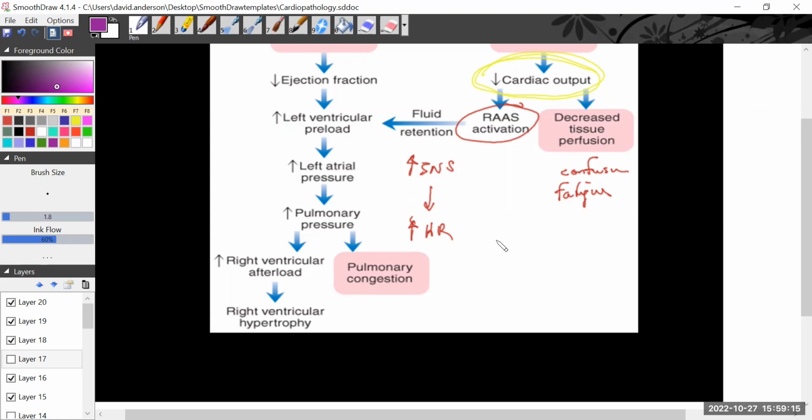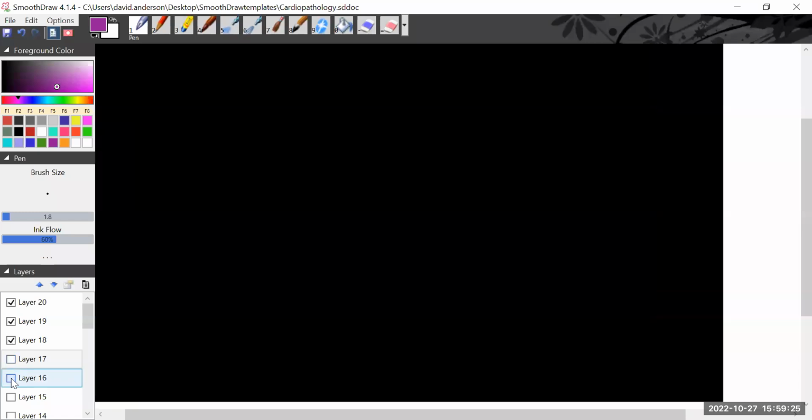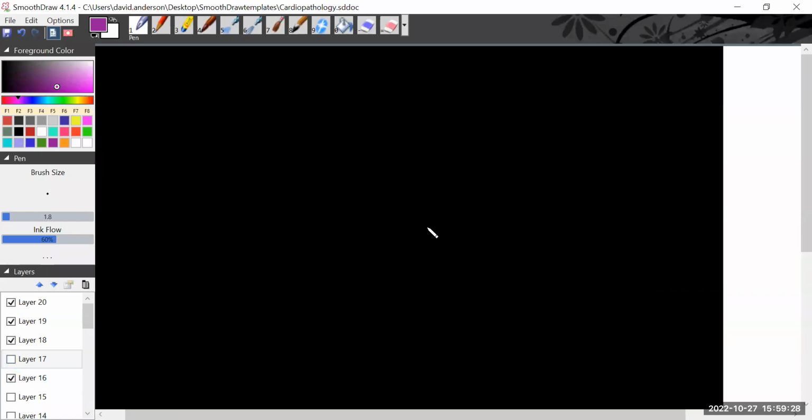Now, there's one scenario where we could have, there's a condition called cor pulmonale. Cor pulmonale. In cor pulmonale, there's a right-sided heart failure, but it's caused because of congestion in the lungs.